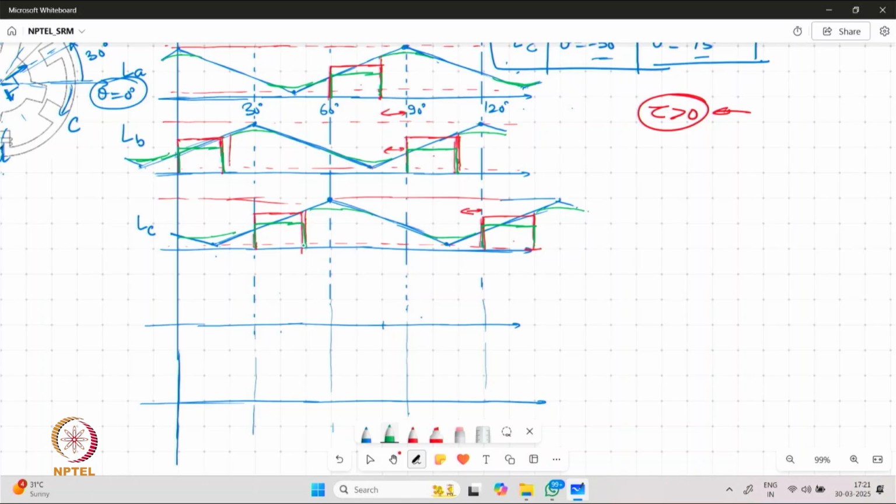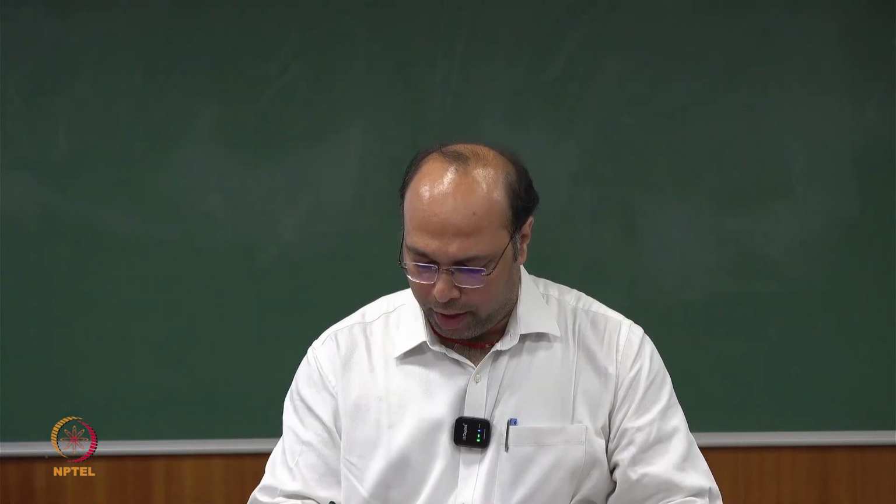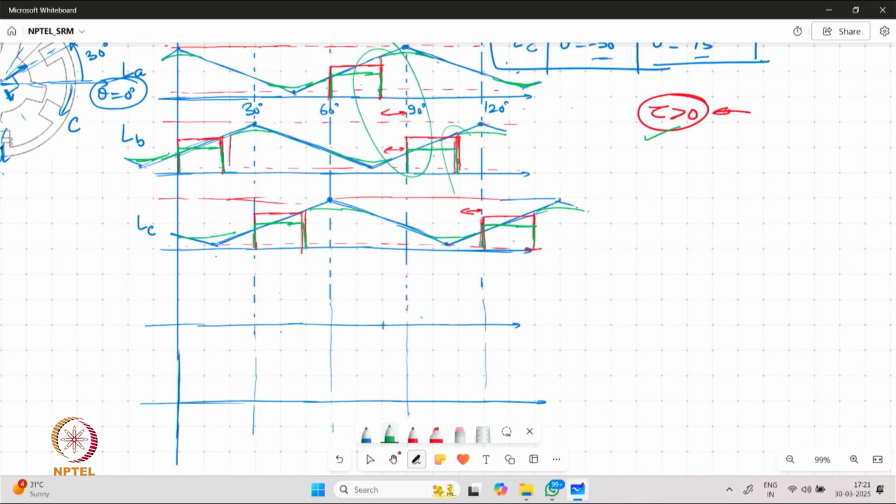In this kind of structure, we are not having much overlap between the dou L by dou theta of two different phases. So we are going to have more pulsations in the torque generated from the machine. However, in other designs, we may have some overlap between the variation of inductance and the excitation of the system to make the torque more uniform.